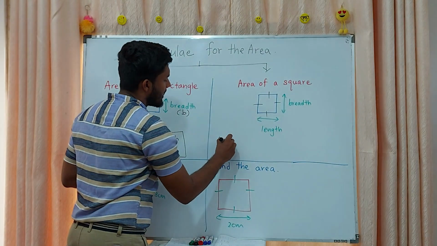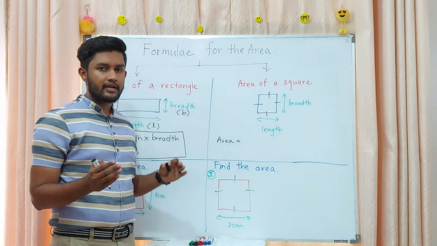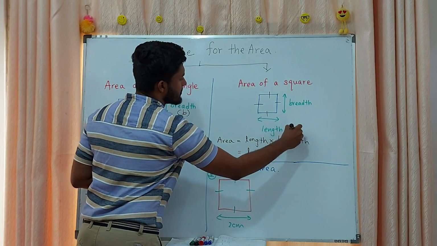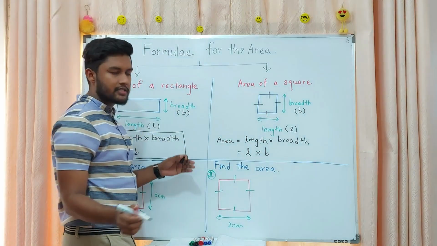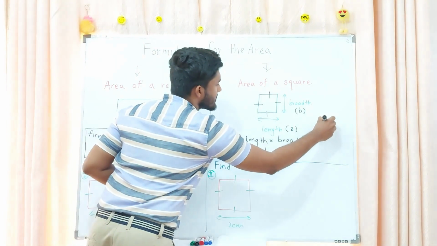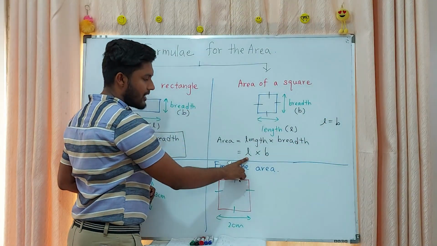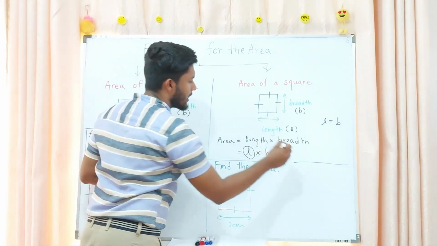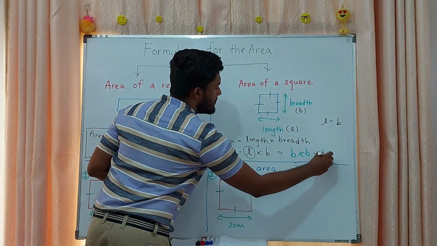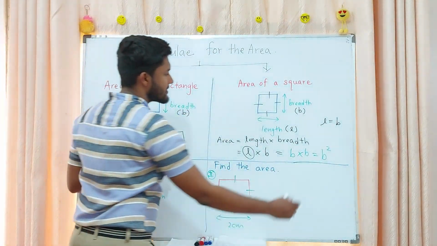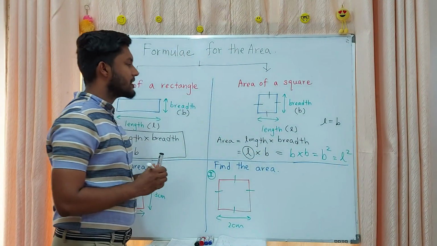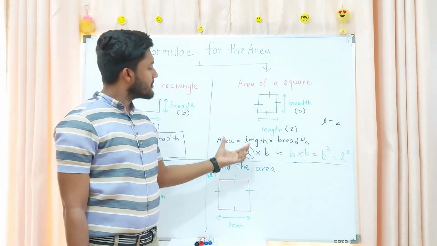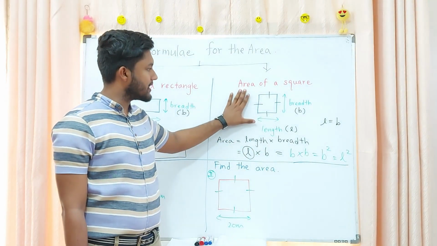Then here, area. The normal equation of area is length into breadth. Length is L, breadth is B. You can say that all the sides are equal, then length equals breadth. Instead of this L, we can put B. Then B into B, B squared, or else L squared, right? Both answers are correct. Length into length or breadth into breadth, right? By using this formula, we can calculate the area of a square.